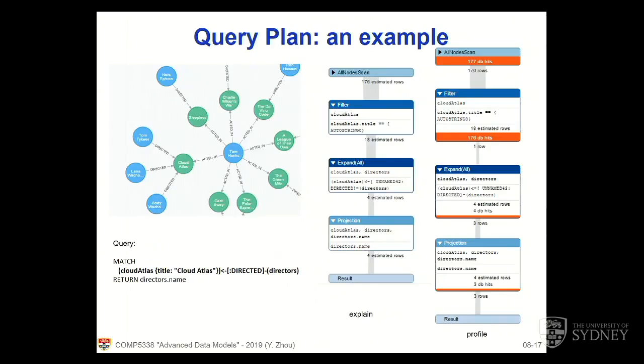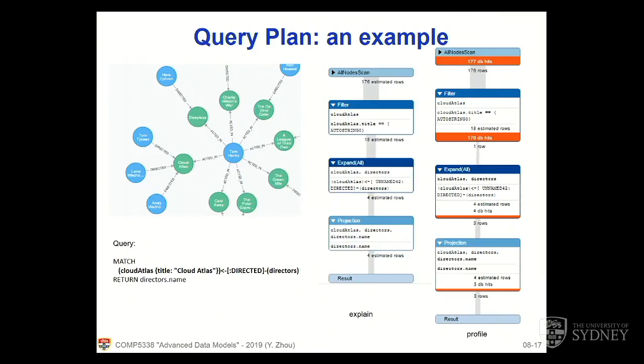Let's actually see a query plan first, an example. Here we want to find all directors of the movie Cloud Atlas. So we have very clear information: the movie's title is Cloud Atlas. Then we want to find all the directors for that movie and return the director's name. This is how we write the query: this is the movie node, and then there's a director node, with this directed relationship, and we return the director's name.